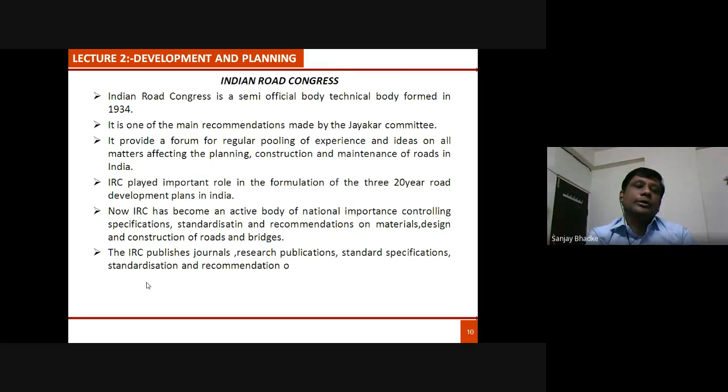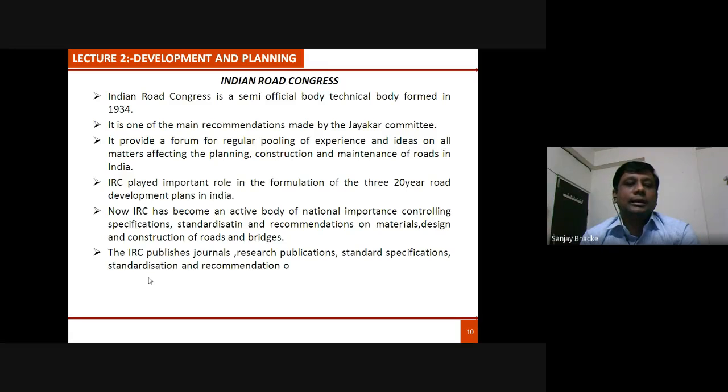And we know that there is one code, the IS code. You can say it is the IS code, or there is one information booklet which we normally use while designing the various roads. That code is called the IRC, which is the Indian Roads Congress. We know that there are various functions of this Indian Roads Congress.